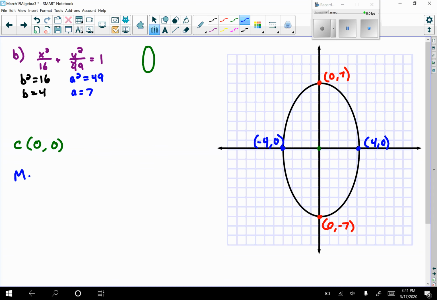And the length of the major axis, again, it runs from center up to this vertex, so that has a length of 7. Down here has a length of 7, so we get 2 times a, with 2 times 7, 14 units.